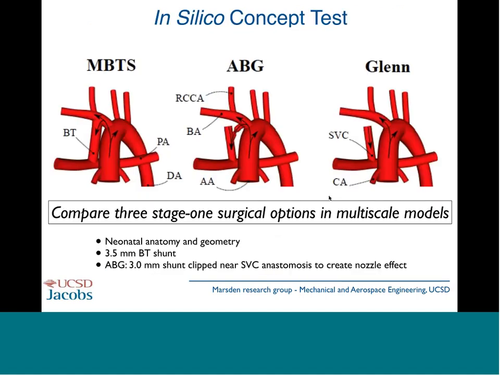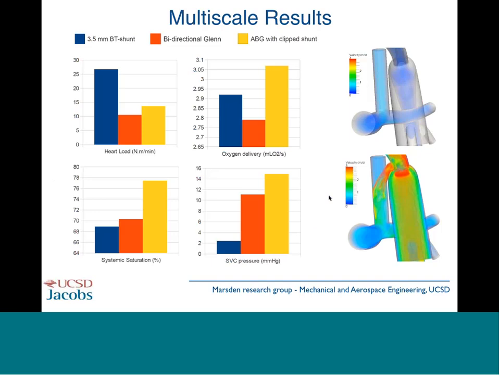So we used simulation to compare the 3 different surgical options: the traditional VT shunt that's performed now, the ABG that we're proposing, and the Glenn surgery that's currently done at a later time point, at 3 to 4 months of age. And so the results of our simulations have been very promising. These were just published in the Journal of Thoracic and Cardiovascular Surgery in September.